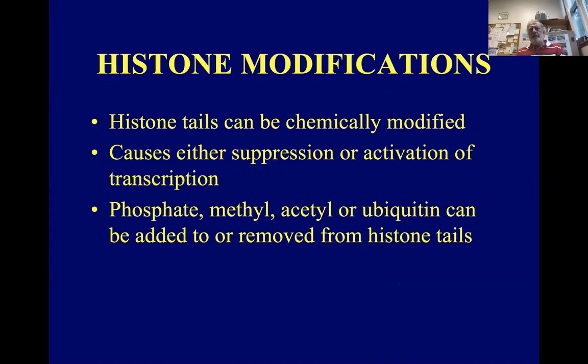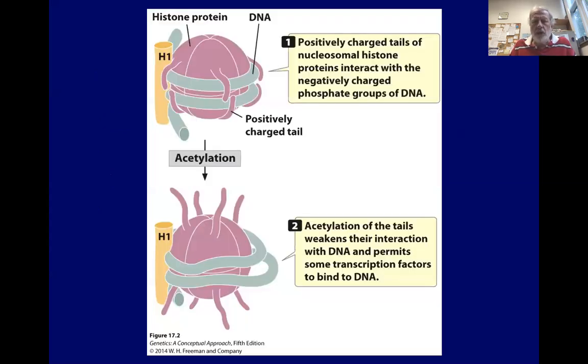We can also chemically modify the histones in the nucleosomes, particularly their tails. And this can either suppress or activate transcription. So things like phosphate groups, methyl groups, acetyl groups, or ubiquitin can be added or removed from these histone tails, and that will alter their chemistry somewhat.